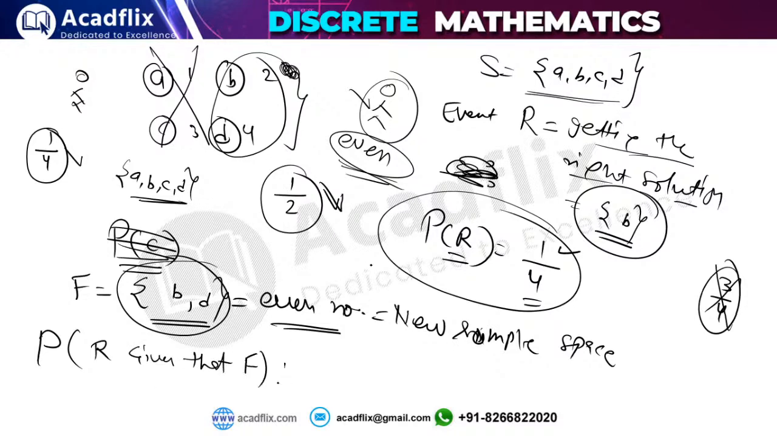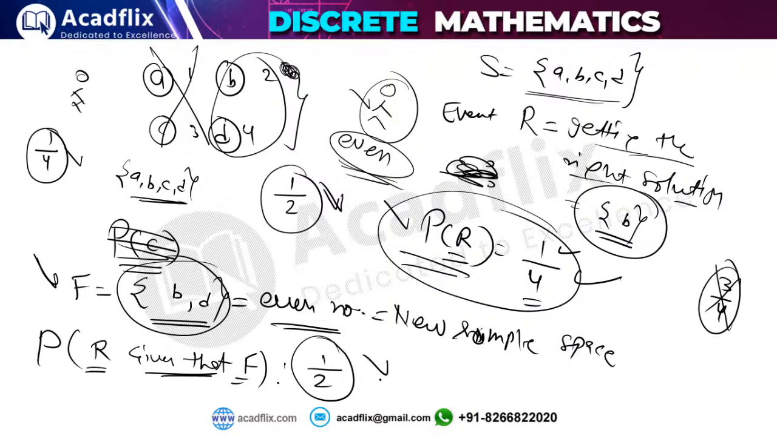Now we are asking what is the probability of getting the right answer. This was 1 by 4, but now I am asking what is the probability of getting a right answer given that we know F has occurred, basically given that you know the answer is an even number. So now the situation has changed. Earlier the probability was 1 by 4. Now the probability is 1 by 2, because the new sample space has only two elements.